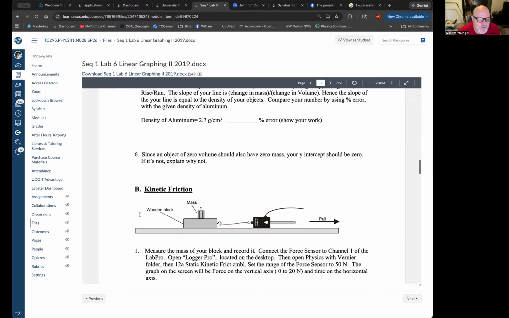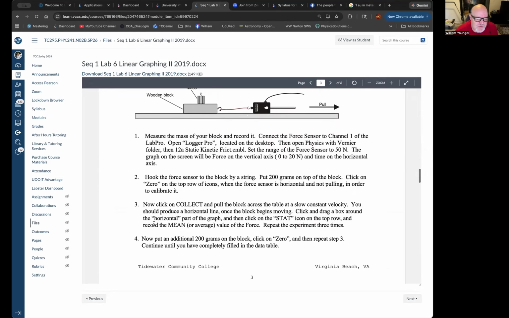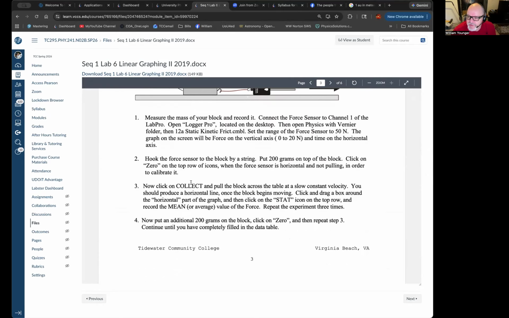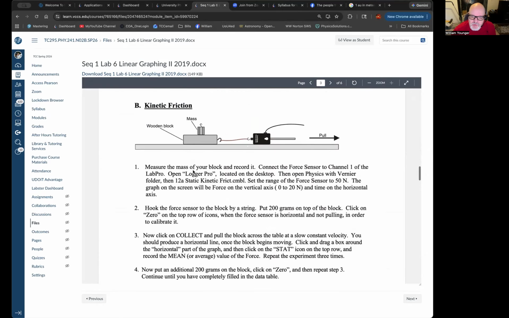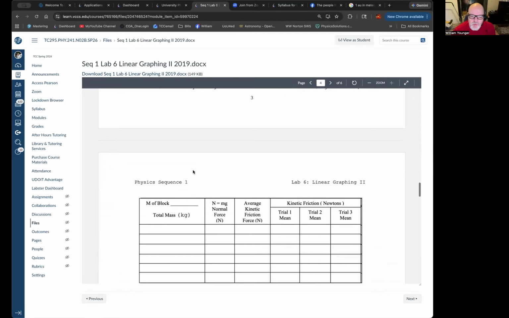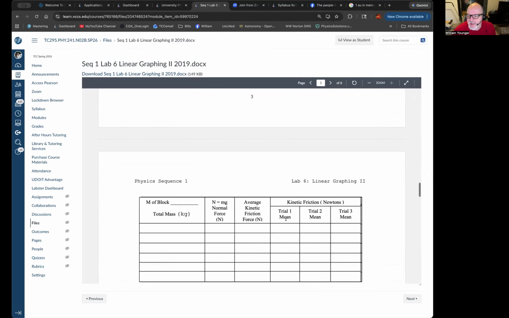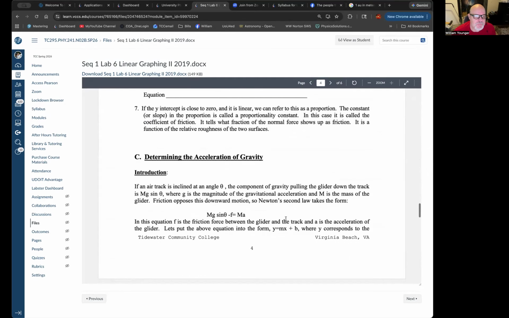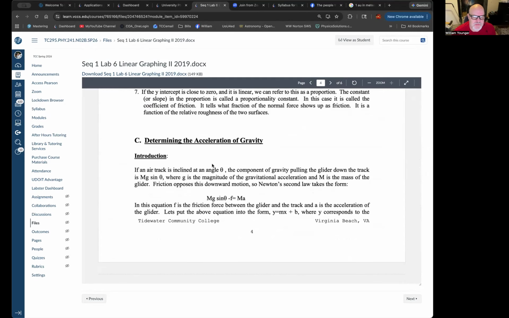So after you do the aluminum, there's one on kinetic friction, and again, it tells you how the data was collected. You should be reading these procedures so you can understand how it was actually put together. That'll also help you when watching the video, but it'll also help you with understanding what all this stuff means. So you'll be filling in this. You'll have to do 3 trials, blah, blah, blah, but I've got all that data for you. And then finally, I think this is the last part, you're going to determine the acceleration of gravity.